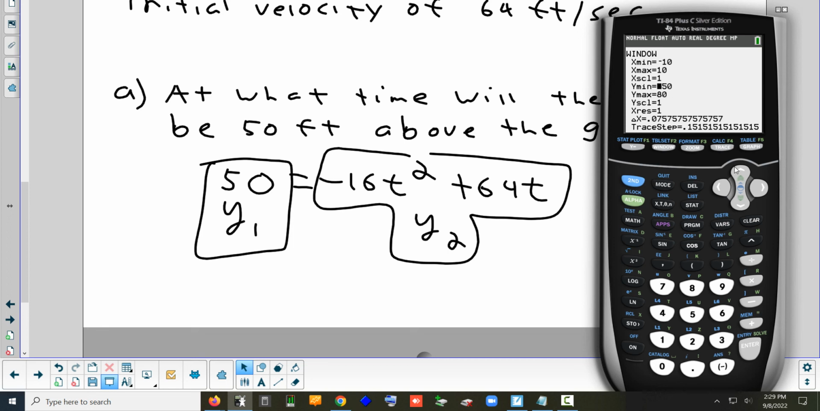Does it make sense to have negative feet in this problem? No. So we don't have to worry about a negative value for the height. Now, x is time. Could you have a negative time value? No. 0 would represent the start of the rocket flying. -1, it was just sitting there, it wasn't doing anything. So I would set your x min at 0. X max, you could leave at 10. Let's hit graph. There's a line at 50.